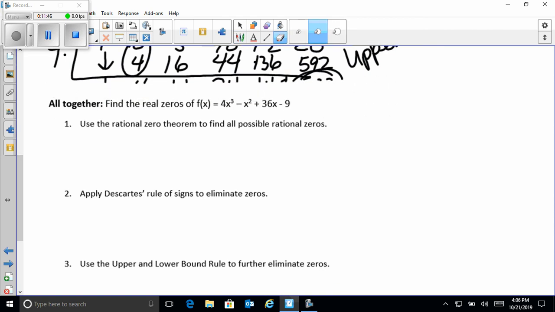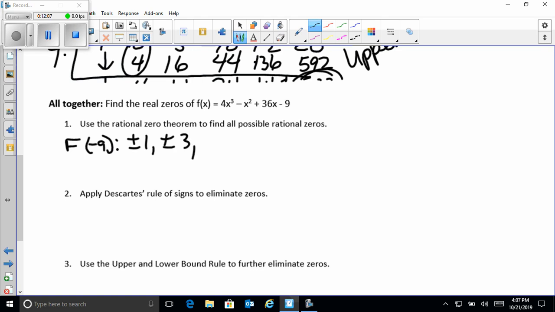If I'm starting this problem, I'm going to start by figuring out what my possible zeros could be. Possible, remember, rational; it could be irrational, I can't figure that out. So factors of -9, and what are they? Plus or minus 1, plus or minus 3, plus or minus 9. And factors of 4 are different. Plus or minus 1, plus or minus 2, plus or minus 4.